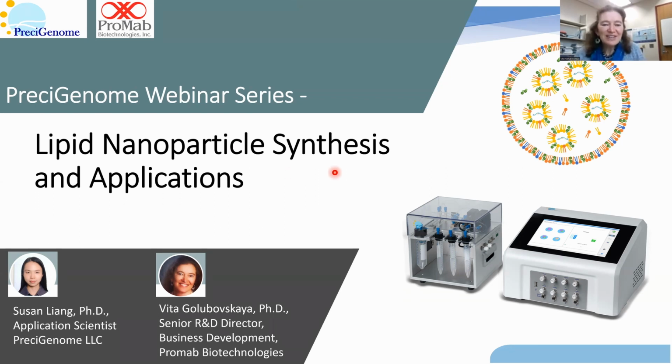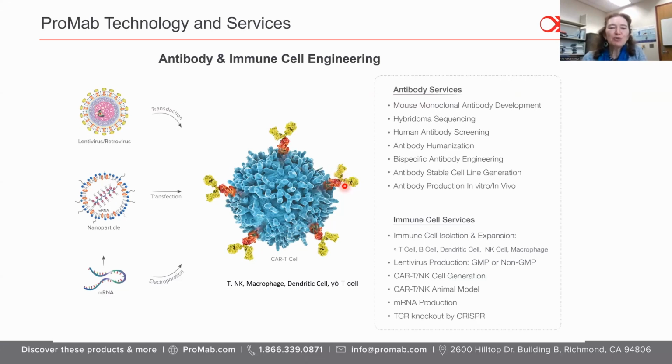Yes. So, hello everybody. Recently we bought two machines, NanoGenerator Flex S and Flex M. And this allows us to encapsulate mRNA into nanoparticles. So, Pramab Biotechnologies is generating monoclonal antibodies and doing hybridoma sequencing and also human antibody screening, antibody humanization, bispecific antibody engineering, and stable cell line generation and antibody production.